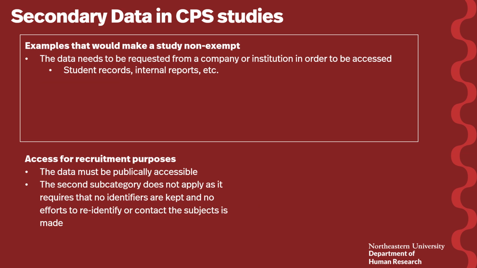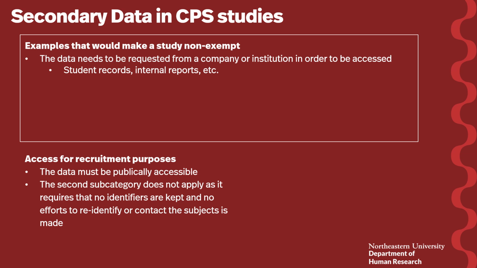Next, we have secondary data use, but for the sole purpose of recruitment. So this would be, for example, accessing school records or some other secondary data set in order to identify those who you want to send recruitment materials to. This applies if you are accessing data beyond just contact information.